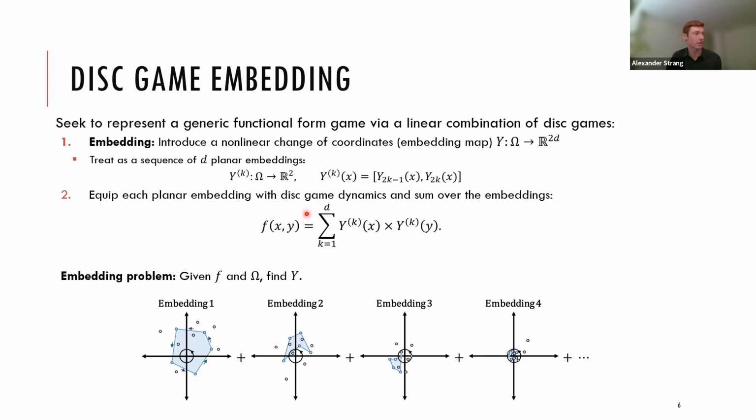So I'm trying to represent a generic function by mapping into a space where that generic function becomes a combination of cross products. And that's fundamentally the problem: given a function F and a space omega, find this mapping. And obviously there's an existence problem here. Does this mapping exist? There's also an estimation problem. If we don't know F exactly, can we approximate it using this type of construction?